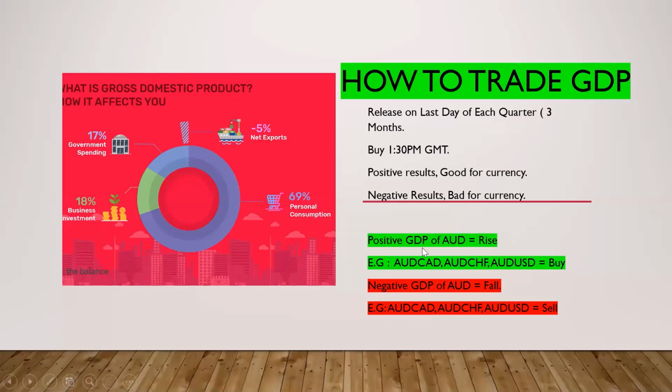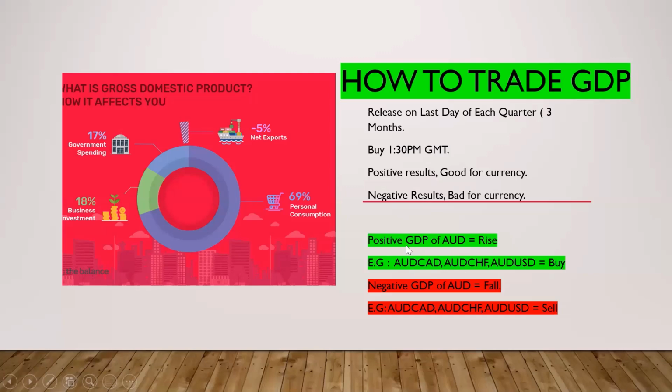Now, for example, when you have a positive GDP on Australia, it means that the Australian dollar will rise. That means when you want to trade it on the forex market, you could buy Australian Canada, Australian Swiss franc, Australian USD. You have to place a buy there because the Australian dollar is rising and the GDP rate is high. That's why I say positive GDP is good for the currency. Negative GDP is bad for the currency.